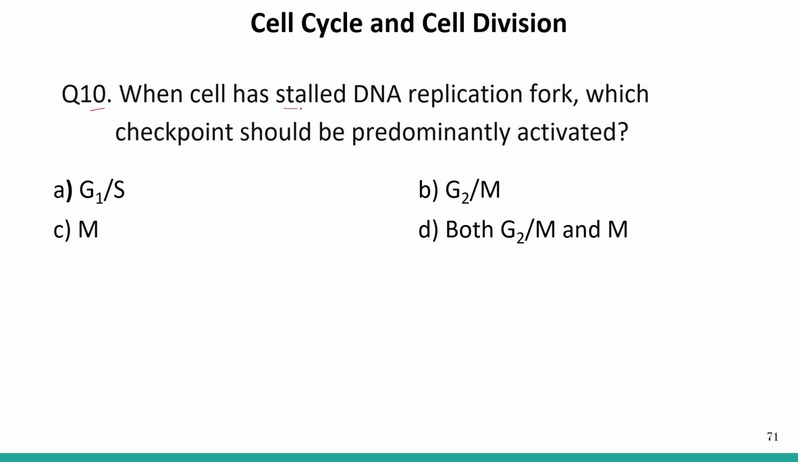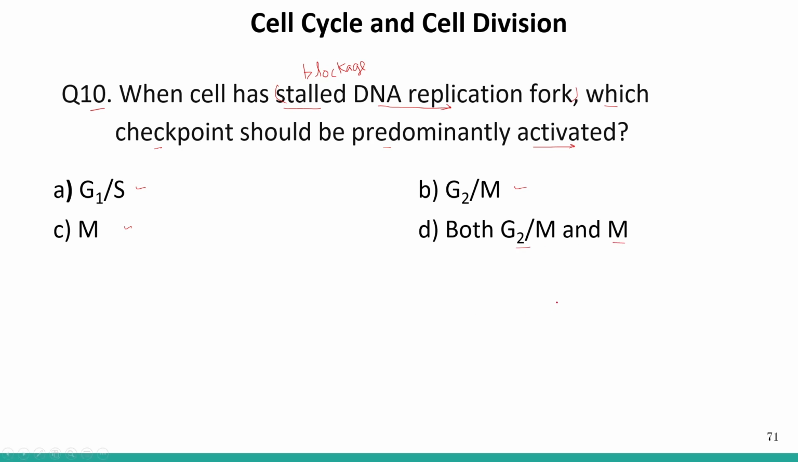When a cell has a stalled DNA replication fork. Okay, what does this mean? Stalled DNA replication fork means there is a hindrance or there is a blockage. When there is blockage of the replication fork, it means there is no replication. Alright, then which checkpoint should be predominantly activated? Okay, so options are G1/S, G2/M or the M checkpoint. We have the mitotic checkpoint, or they are asking both G2/M and mitotic checkpoint.